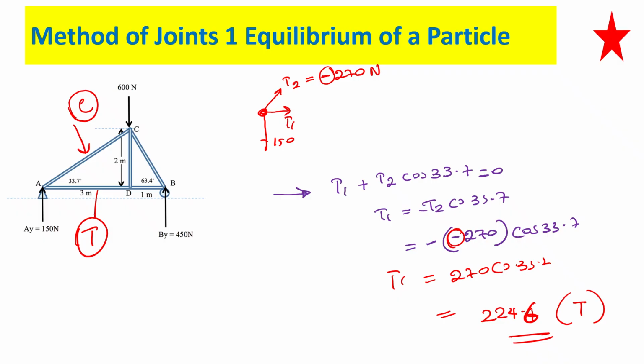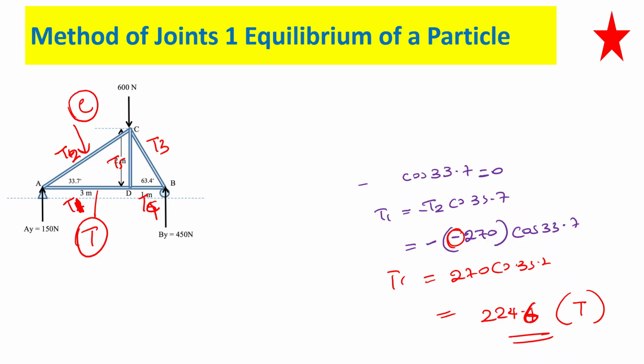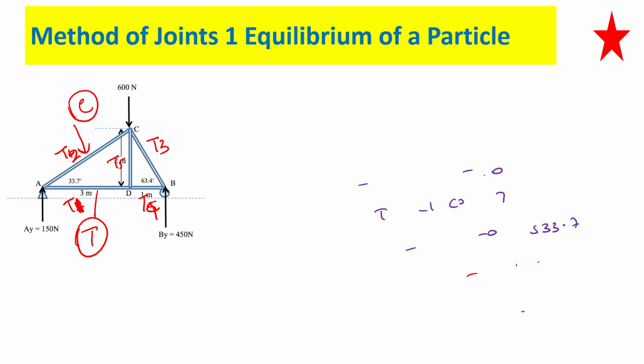Okay. Now go to the other joint. So which joint do you want to do now? So this is T1 and this is T2. This one is T3 and this is T4 and this is T5. Okay. Now going to the other member. Which member do you want to do now? You have to select joints with only two unknowns, because you only have two equations, x direction and y direction. So we can go to the joint D. Are you happy to go to the joint D?